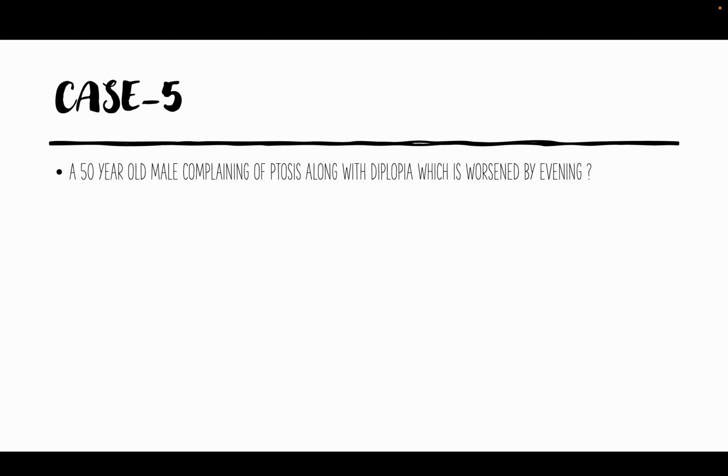A 50-year-old male complaining of ptosis along with diplopia which is worse in the evening. Diurnal variations are most commonly seen in neuromuscular junction problems. This is something I told you when discussing localizing neurological symptoms; I am reiterating it here. Any patient complaining of ptosis or diplopia that is worse in the evening than the morning should make you suspect a neuromuscular junction problem. That can be myasthenia gravis or Lambert-Eaton, and mostly myasthenia gravis is the more common. You can check it by the ice pack test or edrophonium test, and also you can do anti-acetylcholine receptor antibodies, anti-MuSK antibodies or anti-LRP4. Generally, you can give acetylcholinesterase inhibitors and they will improve.